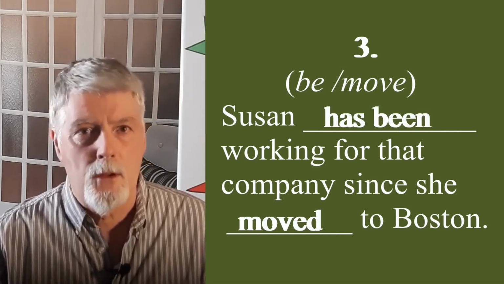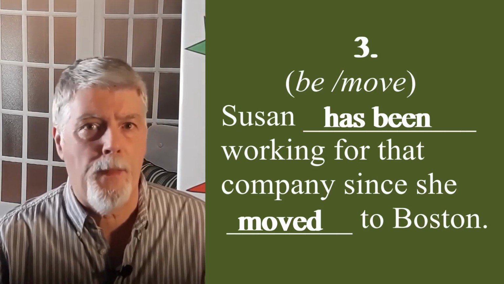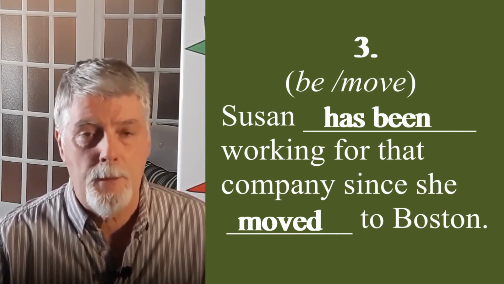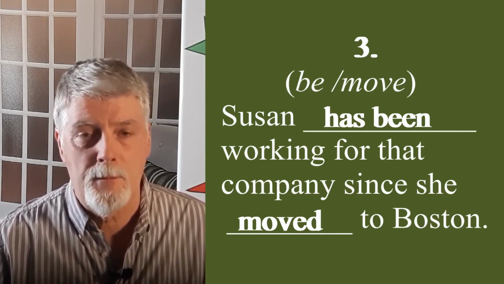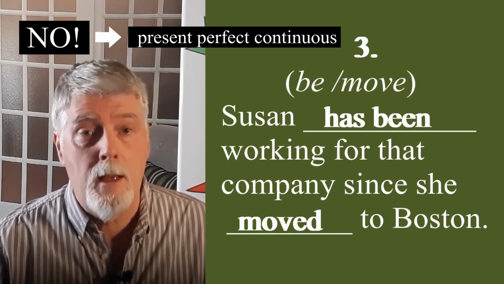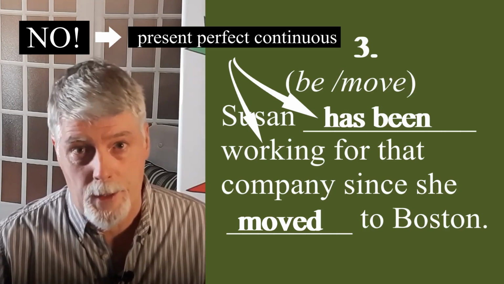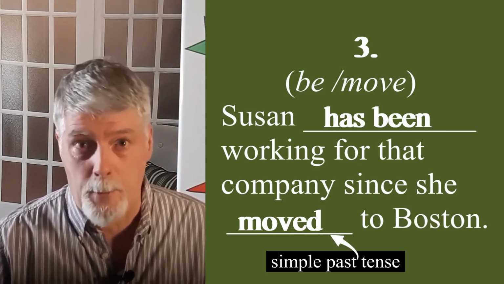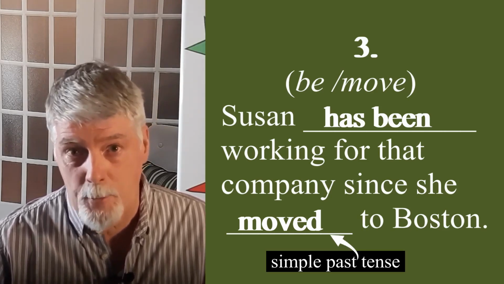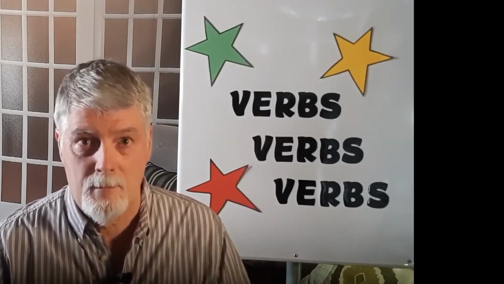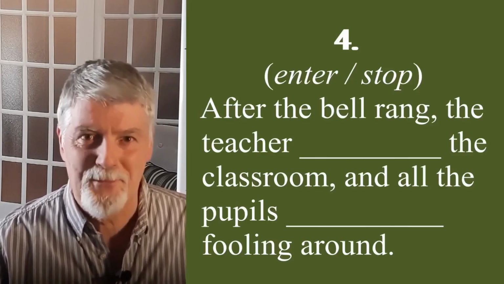Number 3. Answer. Susan has been working for that company since she moved to Boston. So here we use the present perfect continuous in the first blank, has been working, and at the end we use the simple past tense because the action happened once. She moved.